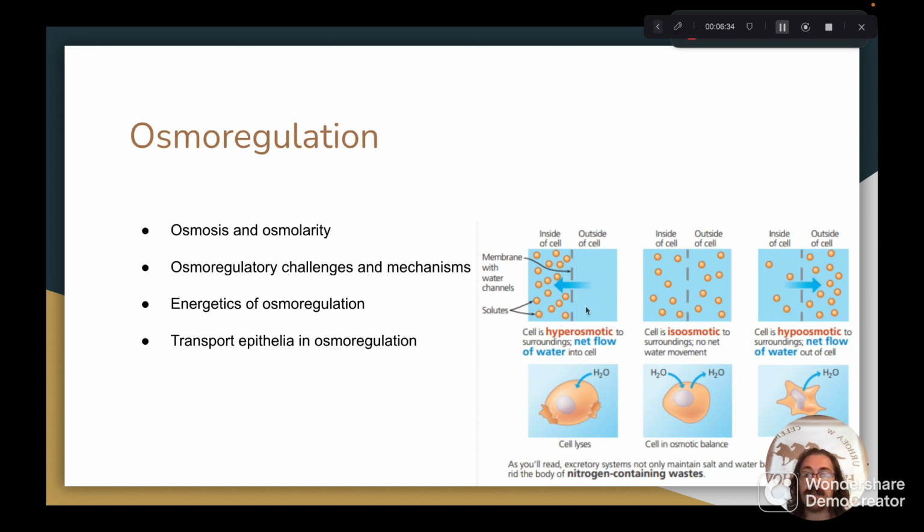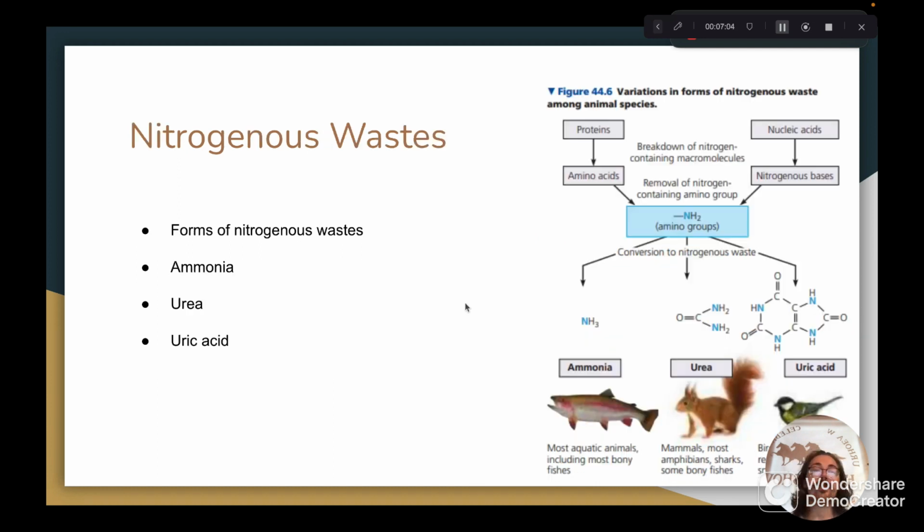It depicts a cell that is hyperosmotic to its surroundings with a net flow of water into the cell. This cell is isoosmotic to its surroundings. There's no net water movement. And this cell is hypoosmotic to its surroundings, so there is a net flow of water out of the cell. If too much water flows into a cell, it will burst or lyse, and if too much water flows out, it will shrivel. Moving on, let's talk about different kinds of nitrogenous wastes.